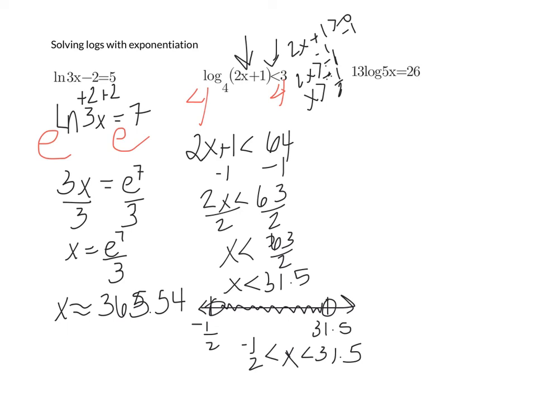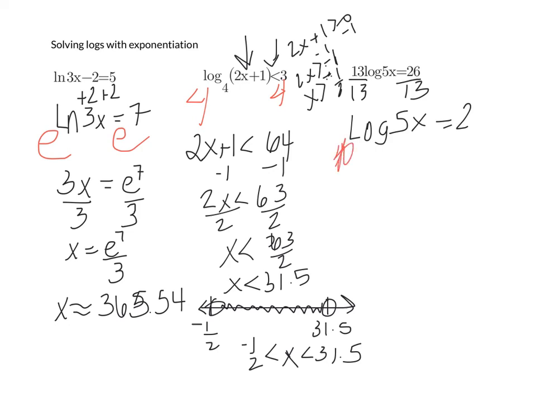Okay, and our last example is 13 times the log of 5x equals 26. So that 13 we have to divide by it first. And we get the log of 5x equals 2. Remember, this is log base 10, so we're going to exponentiate with 10.